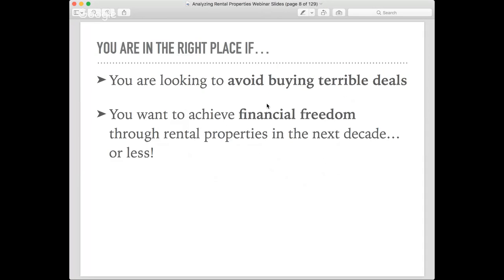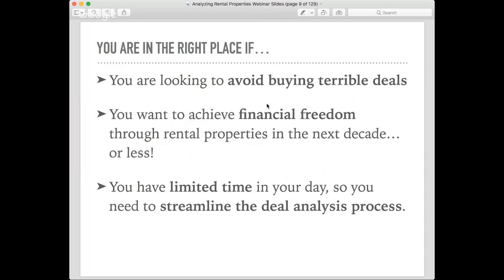All right. Secondly, you want to achieve financial freedom through rental properties in the next decade or less, right? So if you're looking to say, you know what, I don't want to have to work a job forever. I want to someday get financial freedom, and I'd like to do it maybe in the next decade. You're going to love this webinar. And if you have a limited time in your day, so you need to streamline the deal analysis process, you're going to love this. Because, let's be honest, you guys don't have 2 hours a day to analyze deals. Am I right? I think I'm right.